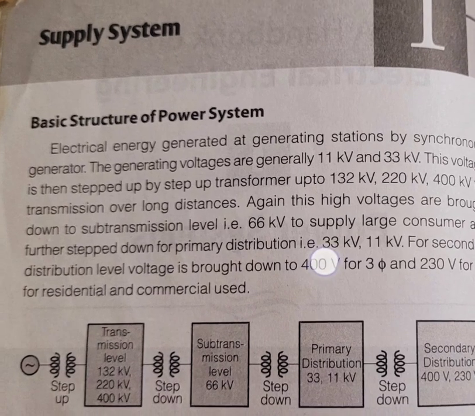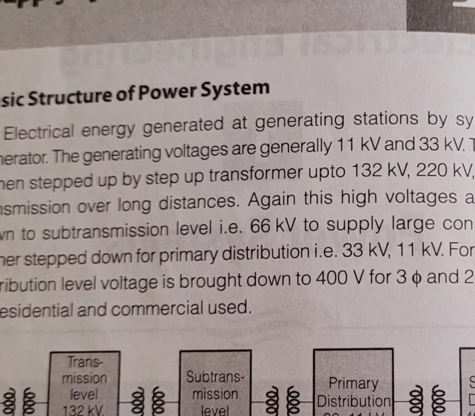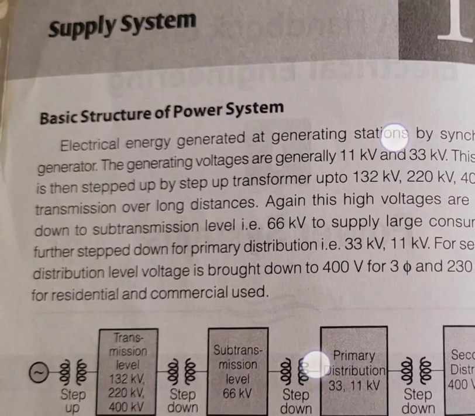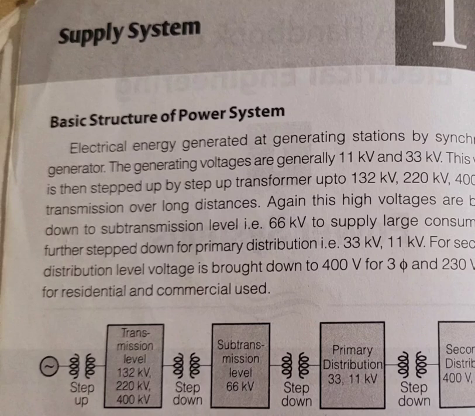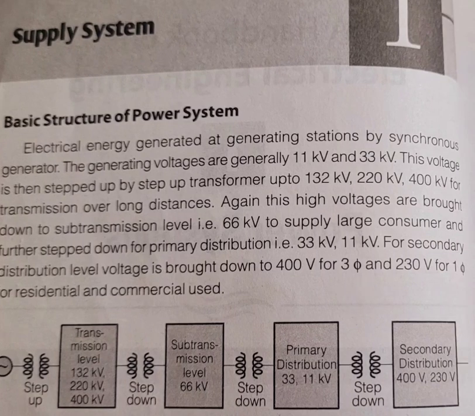So the next station is a step down. The sub transmission level is 66 kilovolt. After that, to supply large consumers, it is further stepped down for primary distribution. Primary distribution is 33 kilovolt and 11 kilovolt. For primary distribution, some electric centers or substations are required. That is primary distribution.